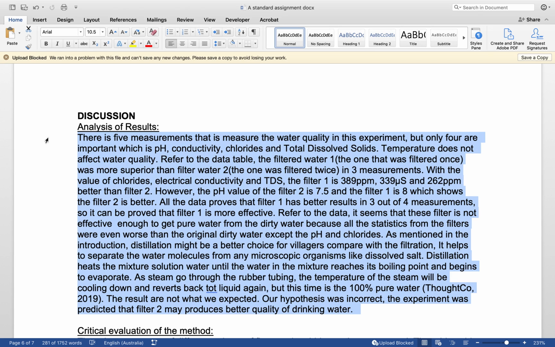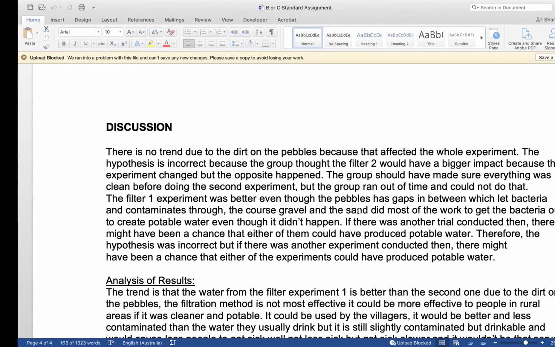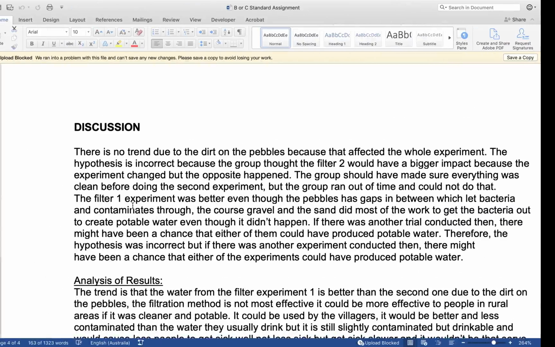And I'll go over that again today. So you might like to not just say that filter 1 was 389 and filter 2 was worse at 410. You might like to say that filter 2 was 11% worse than filter 1 or something like that. Percentages are really powerful. But that would be for an A+ level. This student's still getting an A because they've described the results and they've used numbers to do it. And they've talked about the trend.